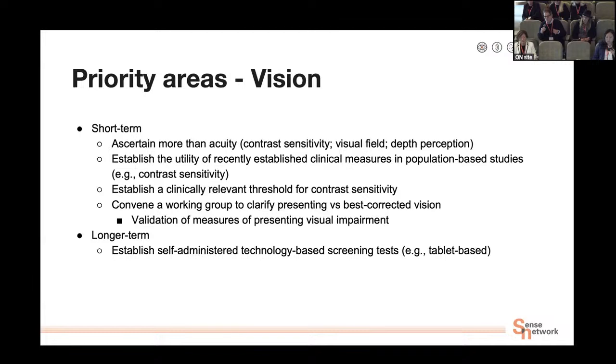We think that for a short-term goal, there could be a working group to talk about presenting vision acuity versus best corrected vision, distinguishing those two in terms of disability, and also nomenclature that can be used commonly across studies to make the different issues clear. In the longer term for vision, we want to establish self-administered technology-based screening tests that can allow us to get measures of evaluated vision remotely without a field administrator there in the room.